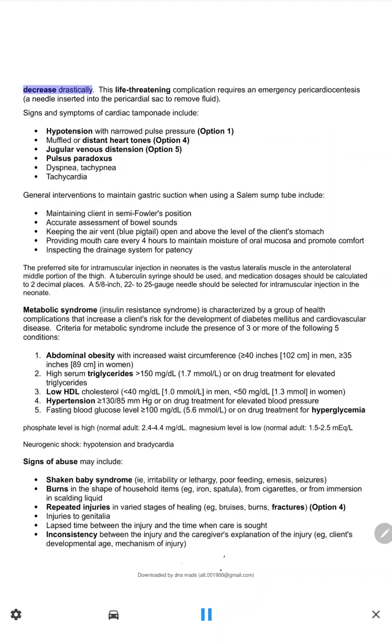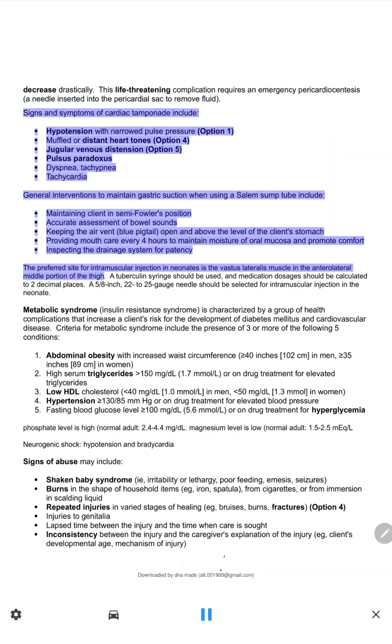Decrease drastically. This life-threatening complication requires an emergency pericardiocentesis, a needle inserted into the pericardial sac to remove fluid. Signs and symptoms of cardiac tamponade include hypotension with narrowed pulse pressure, option 1, muffled or distant heart tones, option 4, jugular venous distension, option 5, pulsus paradoxus, dyspnea, tachypnea, tachycardia.